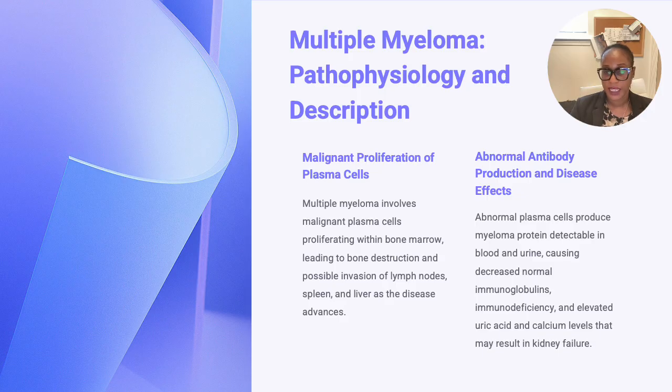Abnormal antibody production and disease effects. So abnormal plasma cells produce myeloma protein, detectable both in the blood and the urine, causing immunodeficiency. Uric acid and calcium may result in kidney stones.